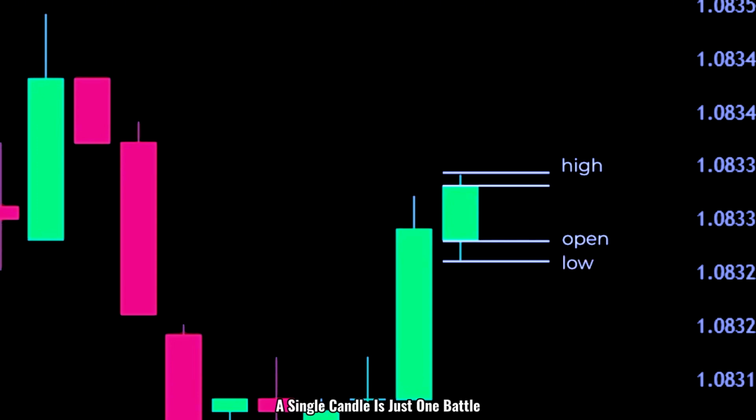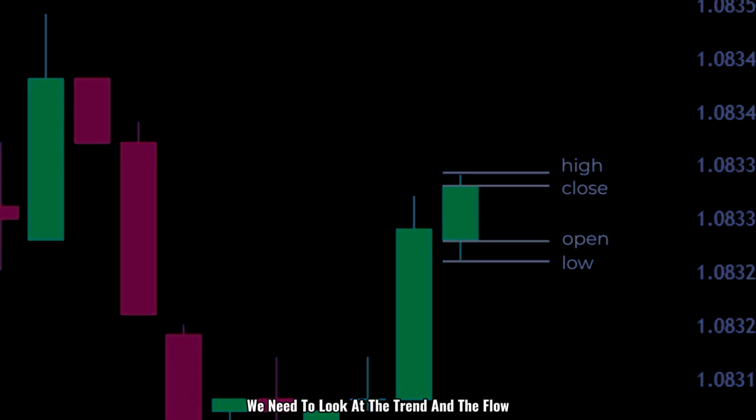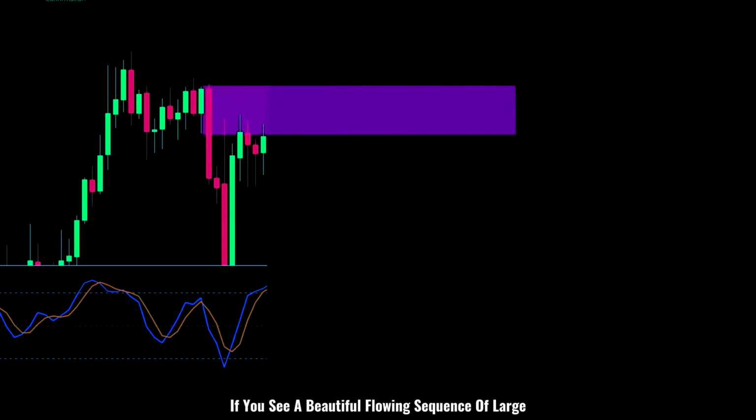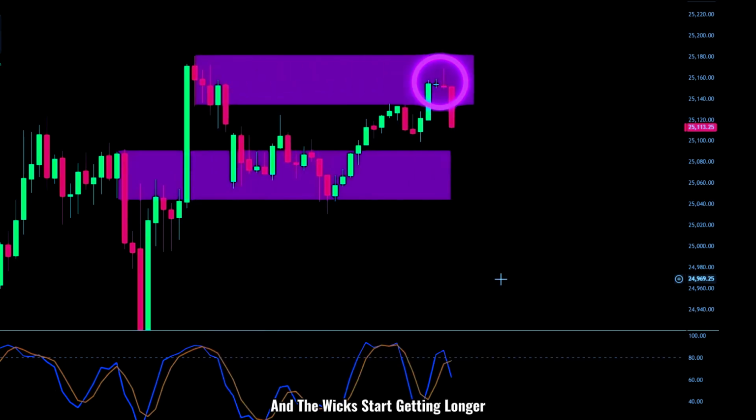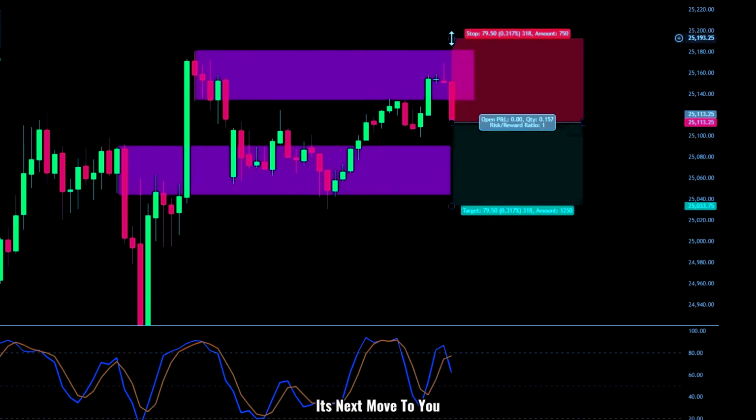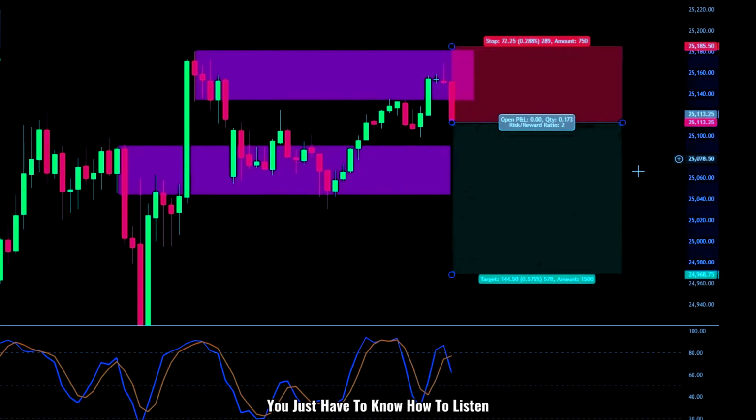But remember, a single candle is just one battle. We need to look at the trend and the flow. If you see a beautiful, flowing sequence of large green candles with short wicks, you're looking at a super healthy bullish trend. But if those green bodies start shrinking and the wicks start getting longer, the bulls are getting exhausted. The market is constantly whispering its next move to you. You just have to know how to listen.